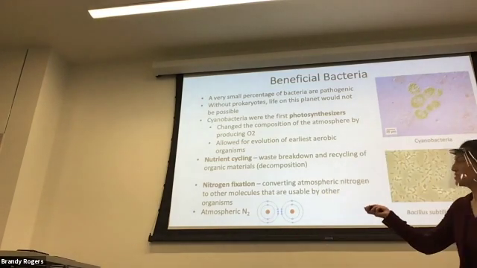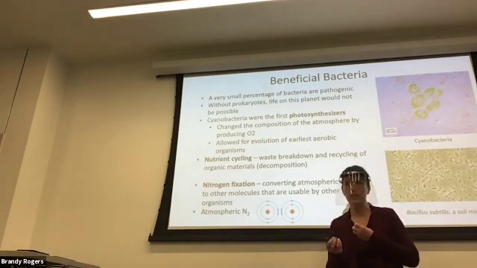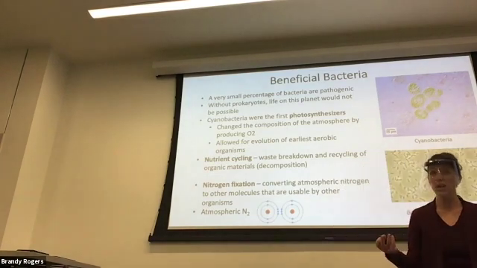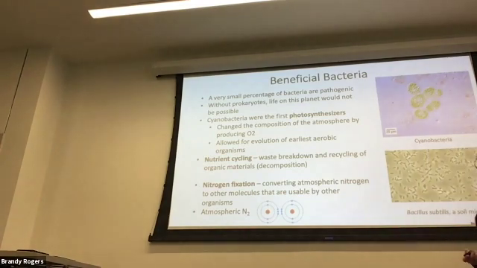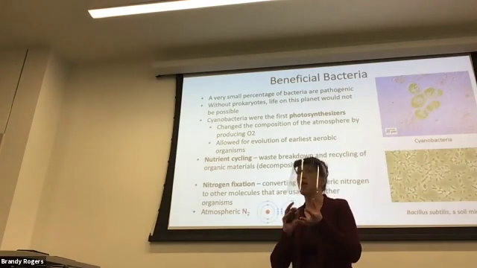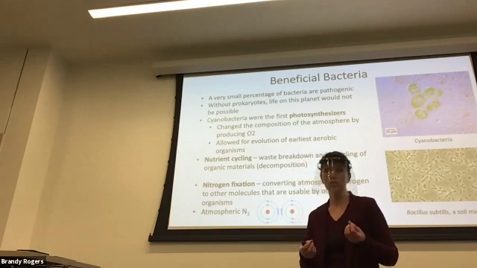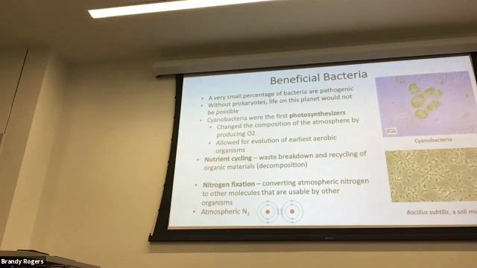So anytime you see the term fixation in terms of an element like carbon and nitrogen, what you're talking about is taking an inorganic form and converting it somehow into an organic form that's usable by a living thing. Okay, so in this context, that's what we're talking about. When you fix carbon during photosynthesis, you're taking inorganic carbon dioxide from the atmosphere and you're modifying it. That photosynthetic organism is modifying it chemically to make it into a compound that it can use, okay?